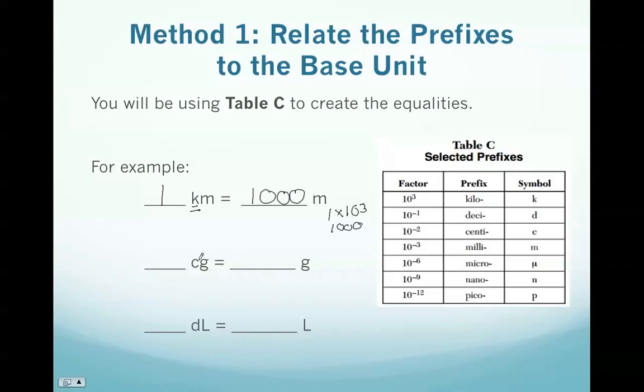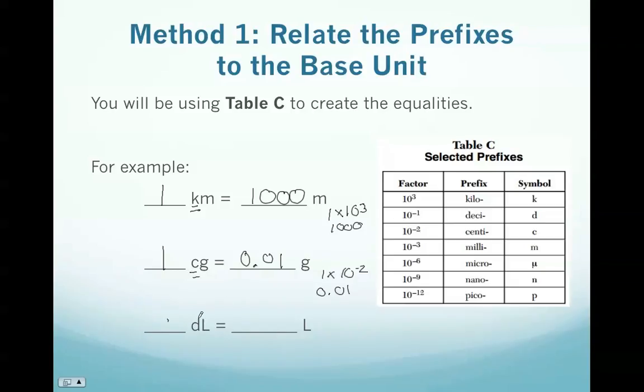All right, so let's look at another one. Centigrams to grams. Remember, I have my prefix with my centigrams. I'm going to place a 1 in front of it. I'm going to find centi over on Table C, which is 10 to the negative 2. So 1 times 10 to the negative 2 means I have 0.01. That goes in front of the base unit, and you can just simply place that into your calculator or move the decimal over to the left twice. So 0.01. So 1 centigram is equal to 0.01 grams, which makes sense. Centi is a smaller prefix, so it should be a fraction of the base unit.